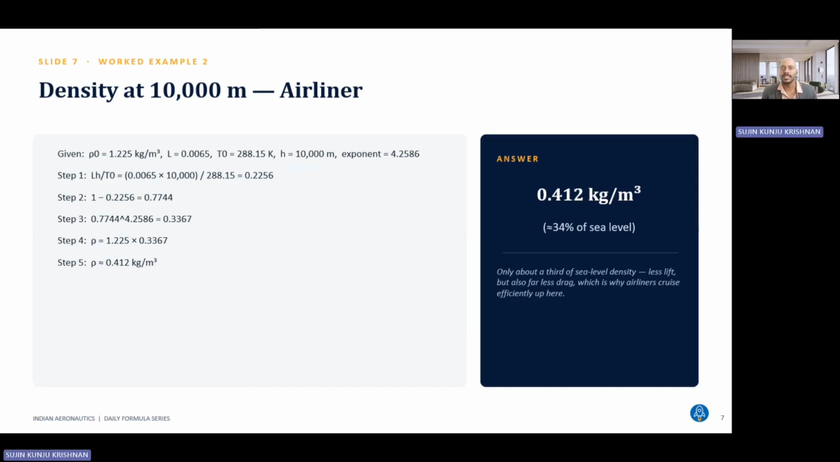Third, the sanity check. Density should always come out less than 1.225 kilograms per cubic meter within this altitude range. And it should be a small positive decimal, typically between about 0.3 and 1.2 for the atmosphere.